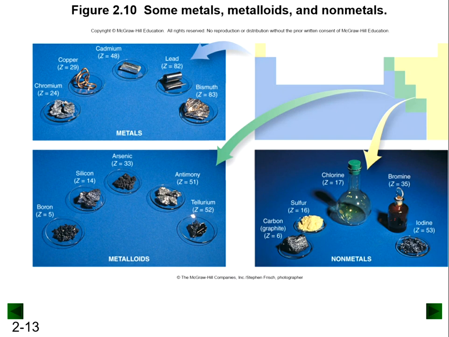You can see pictures of them here. The metals look similar to the metalloids, but the metalloids can be very hard materials. So metals are a little bit different. They tend to be softer and malleable. And the nonmetals can be solids, liquids, or gases.